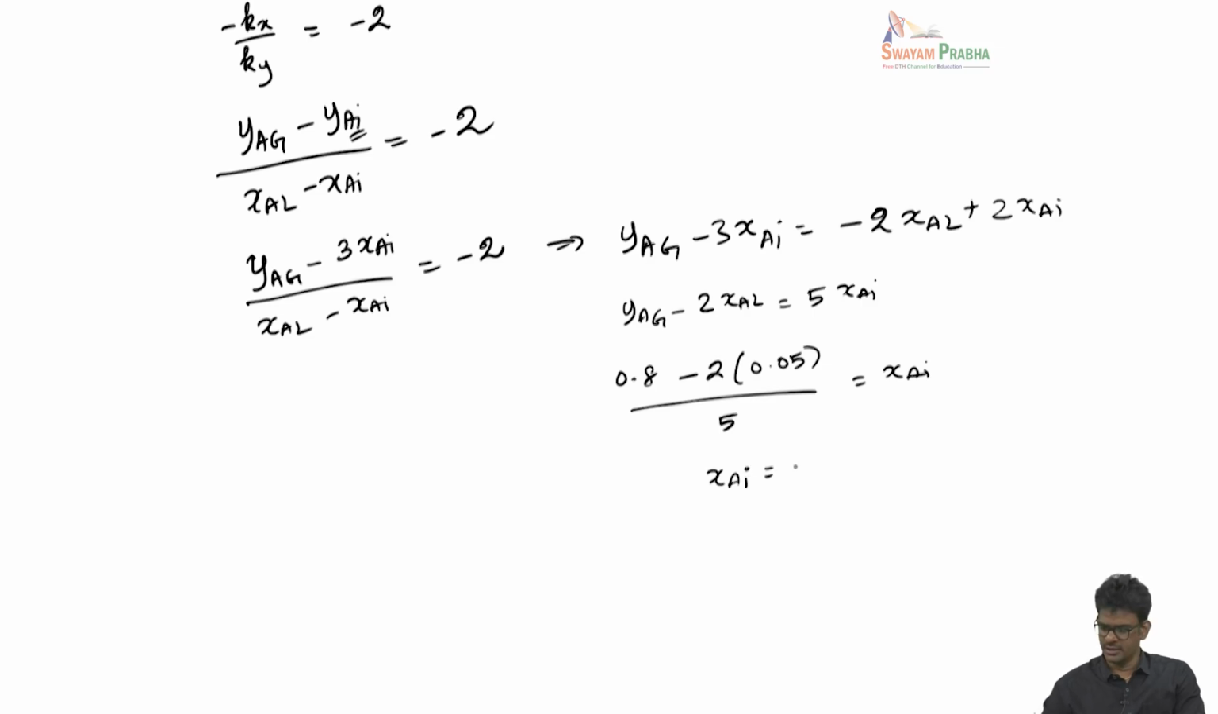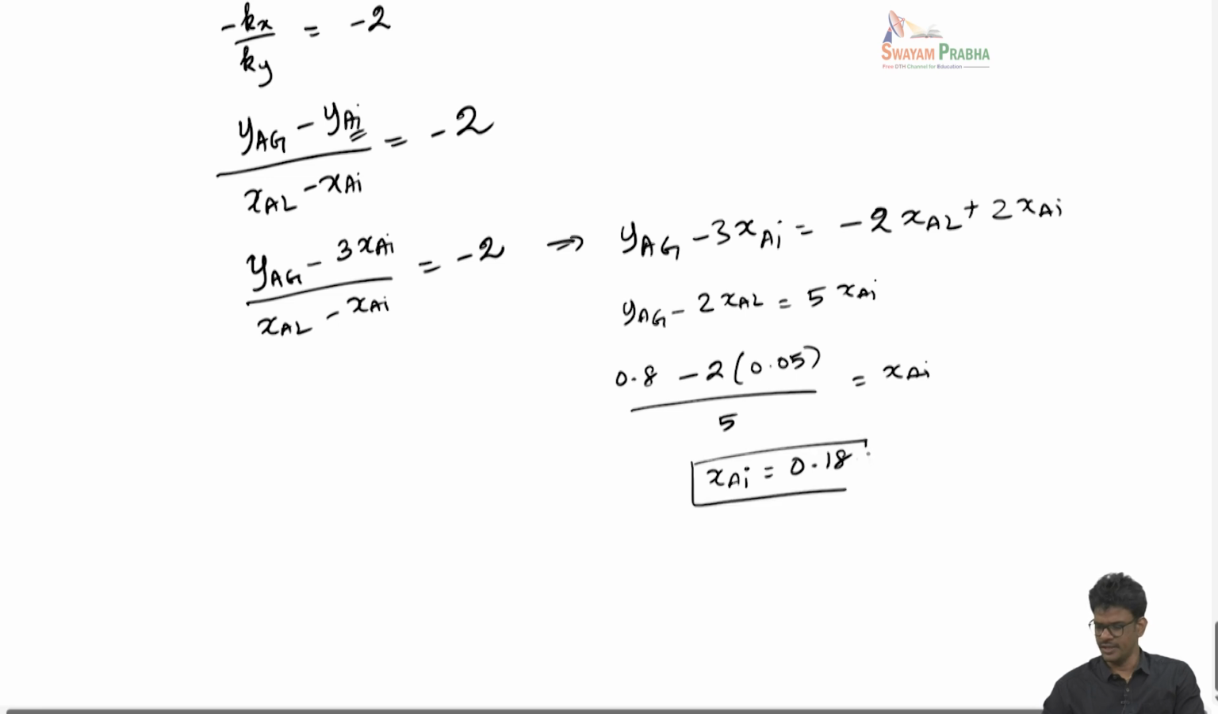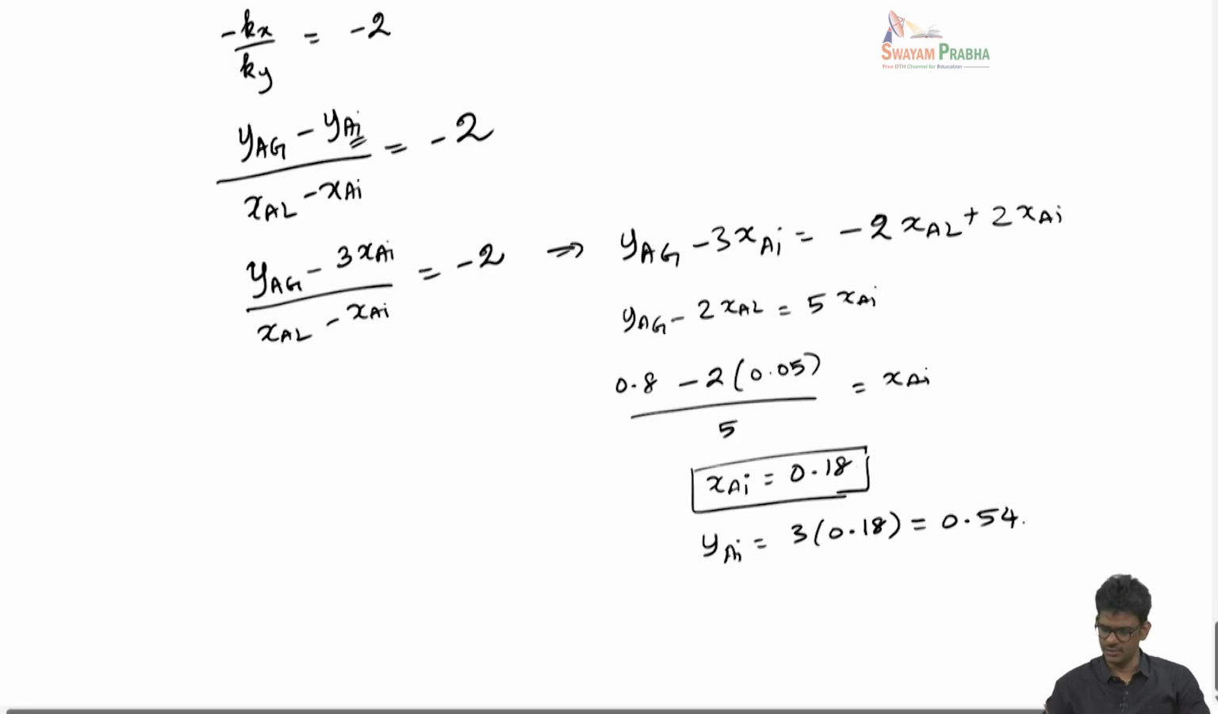You'll get this as 0.18. Once you know XAI, you can solve for YAI from the equilibrium line, which is 3 times XAI. So this is 0.54. Yeah, that is true.